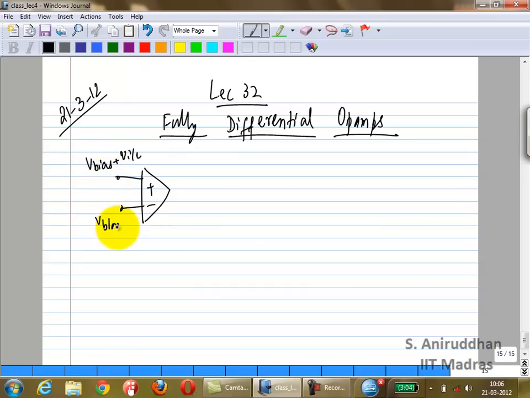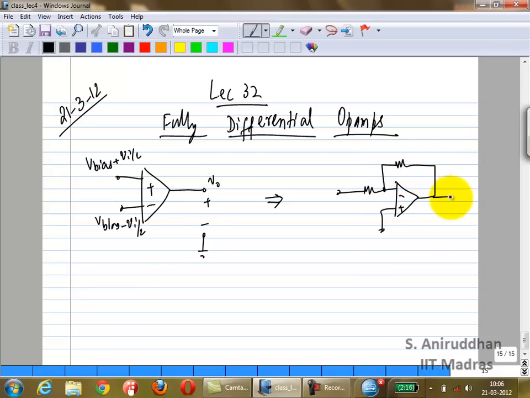So let's take the op-amp we have designed so far. Right, this is the op-amp we have designed so far. This is an open loop. And we take the same thing and use it in some kind of feedback configuration like this, right? So what is the gain of this op-amp circuit? Minus R2 over R1, right?